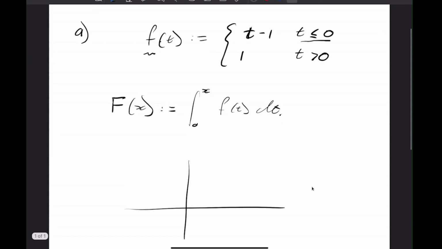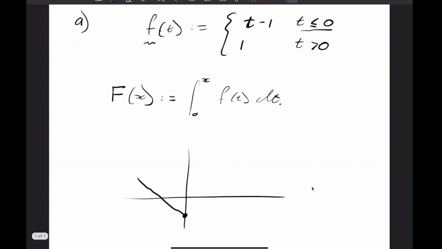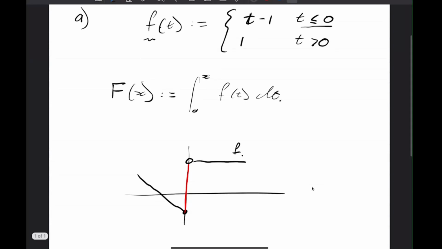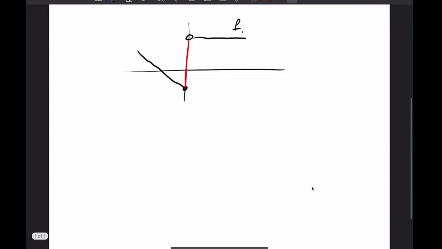So when t is not positive, our function is this affine function t minus 1. So the graph looks something like that. And when t is positive, then the graph of little f looks something like that. So notice here this jump discontinuity here at 0. And that is what we will use to show that big F is not differentiable at 0.